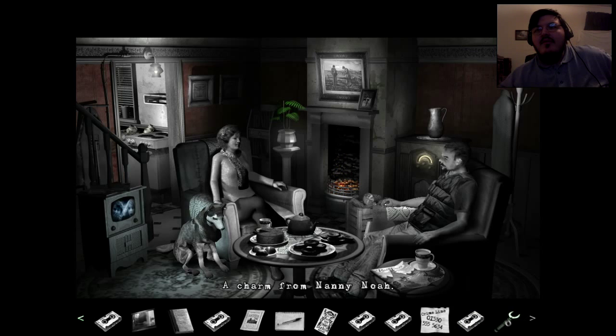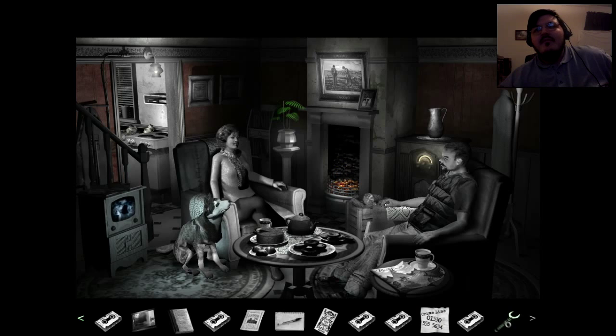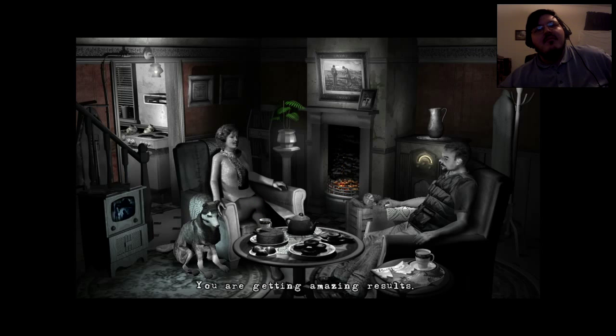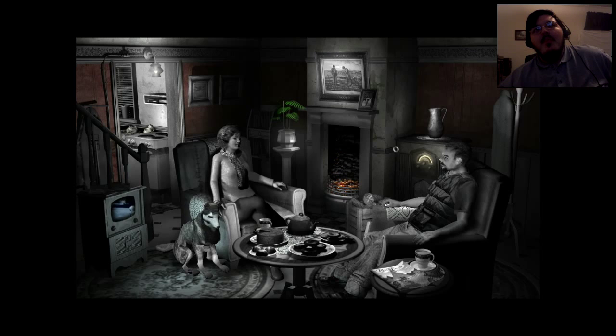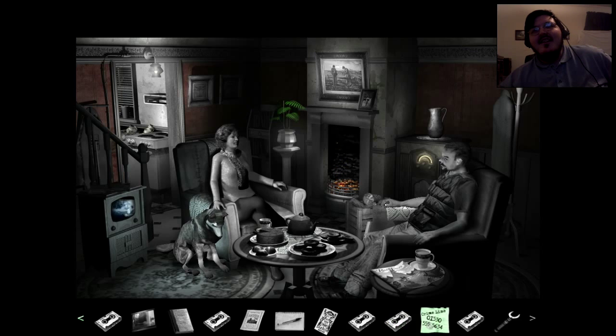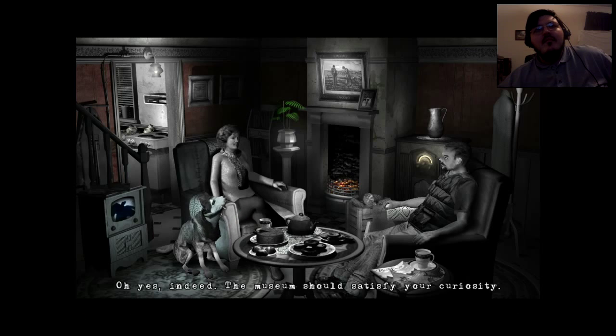Okay, well... A charm from... Well, what is this? Not all is as it seems. Oh wait, is this the wand from Sailor Moon? You are getting amazing results. Okay, yeah, I can't do anything. Just side check. Oh yes, indeed. The museum should satisfy your curiosity.